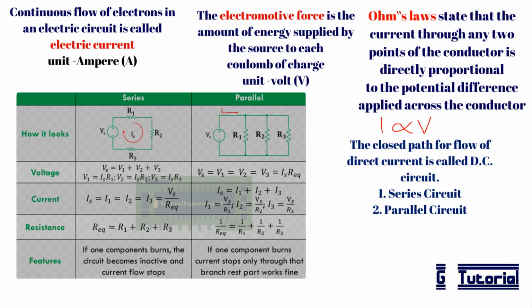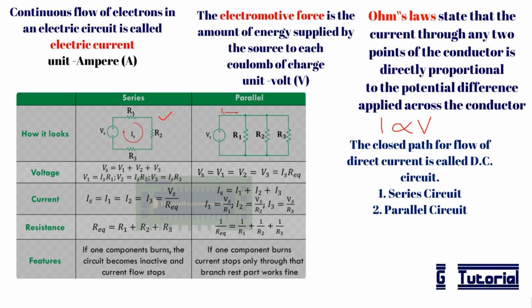In this table we can see series and parallel circuit. The first is the series circuit. Here there is a voltage source and three resistors connected in series, and the direct current from the source flows through these three resistors. The current is shown by Is, and the voltage across the source is Vs. The equivalent resistance across the circuit is the sum of the resistances: R equivalent is equal to R1 plus R2 plus R3.